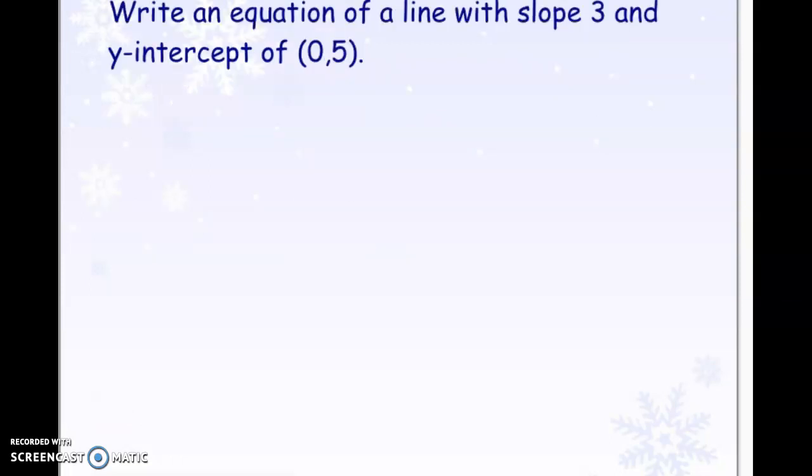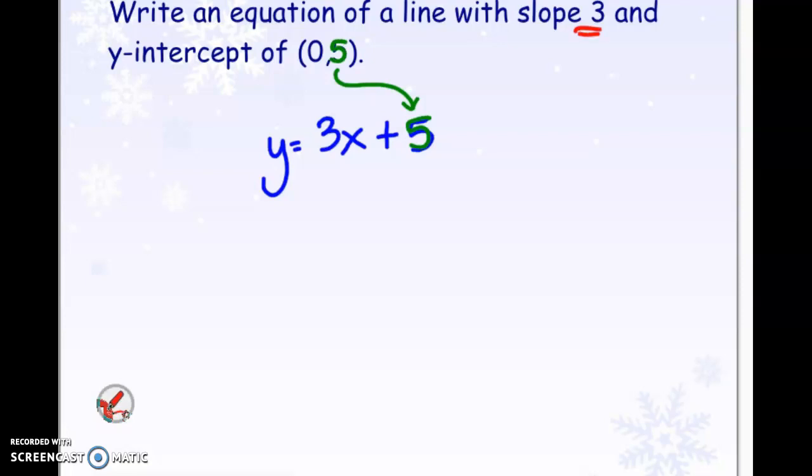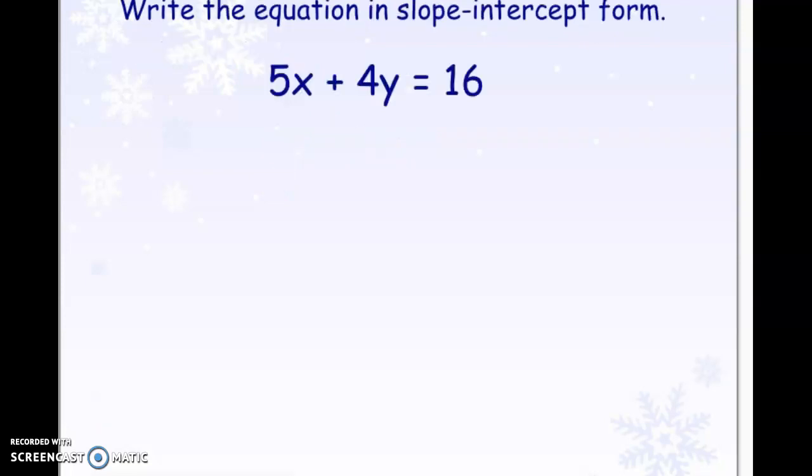Write an equation with a slope of 3 and an intercept of 0, 5. So 3x plus 5. We're really just plugging these things in. So the 5 goes here, the b portion, and then the slope 3 goes here in front of the x.